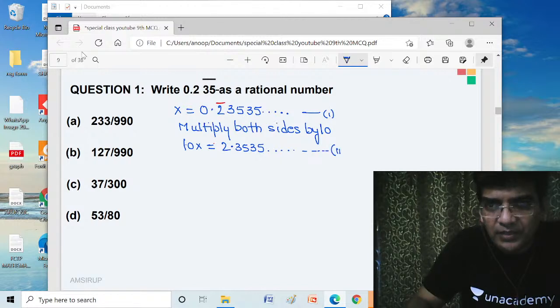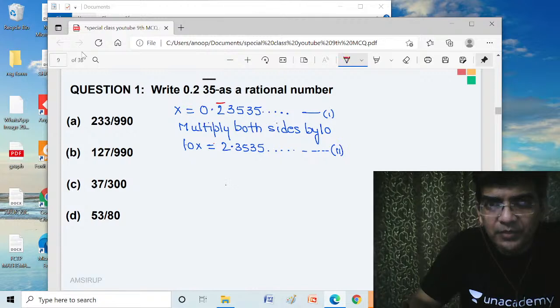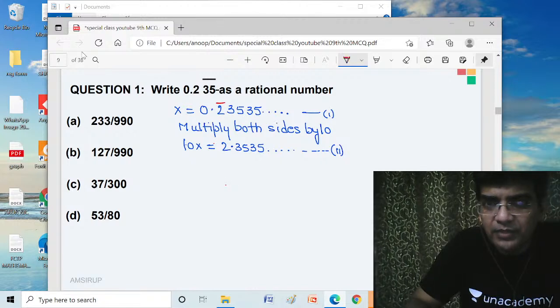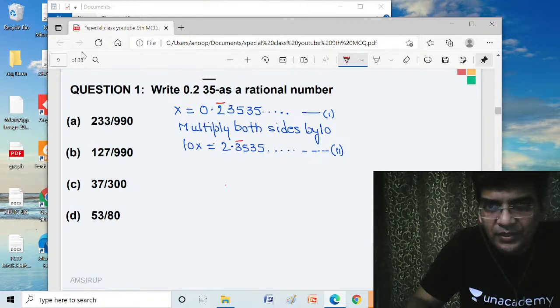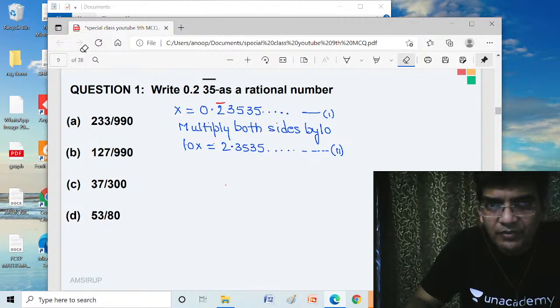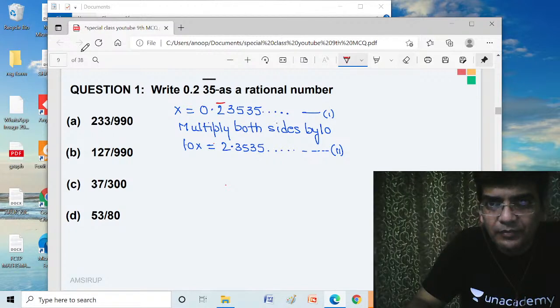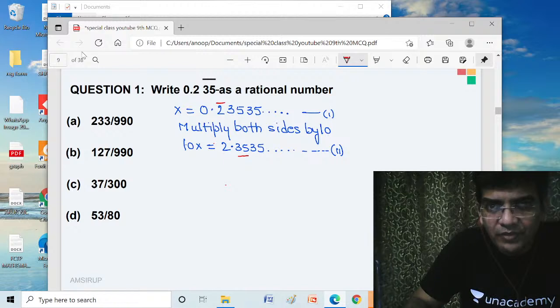Now my next step will be to get the repeated terms transferred. First I got the non-repeated terms transferred this side, now the repeated terms. In the repeated terms I have 3, 5. Now I will get this 3, 5 transferred this side.